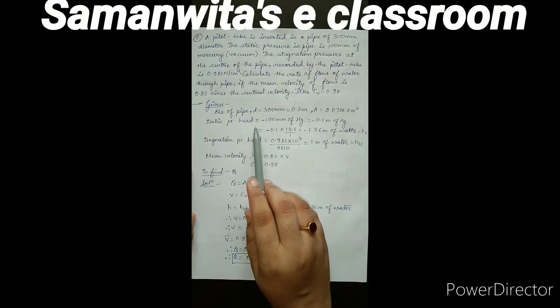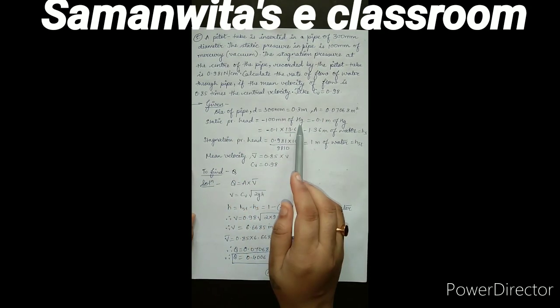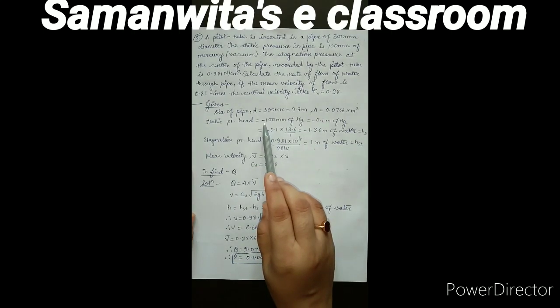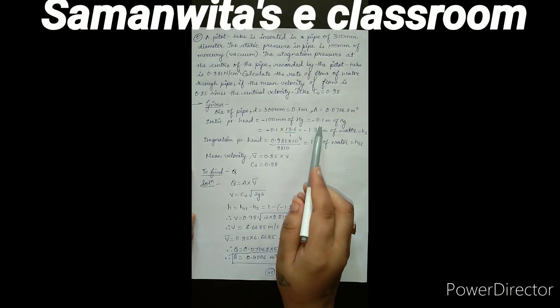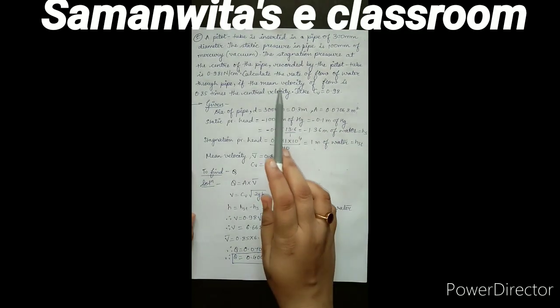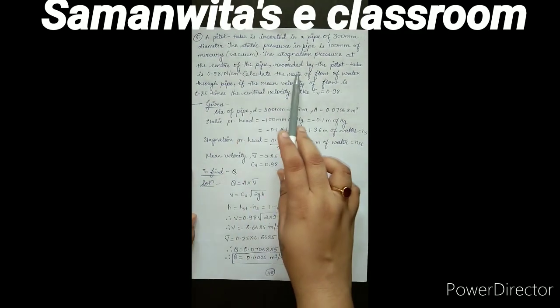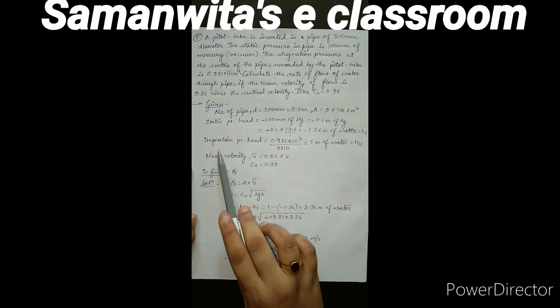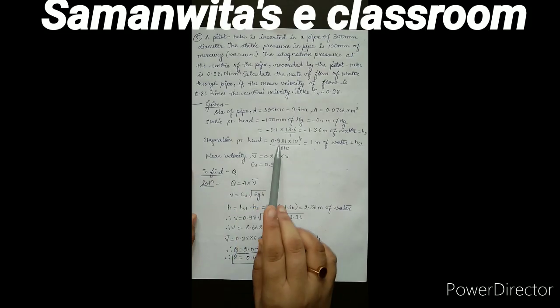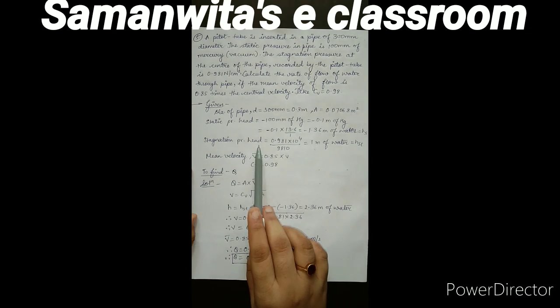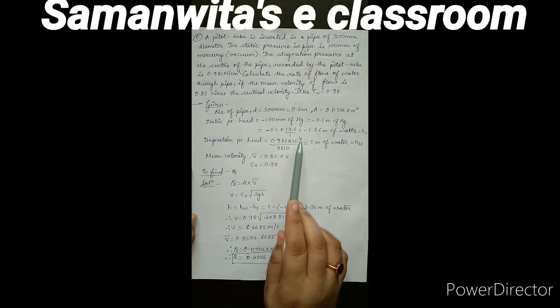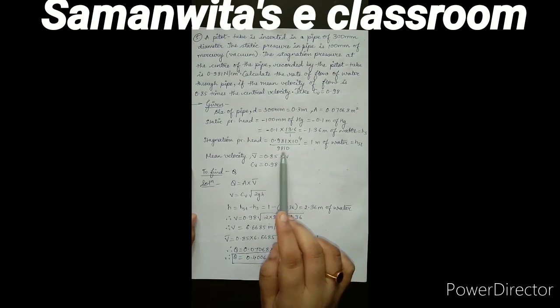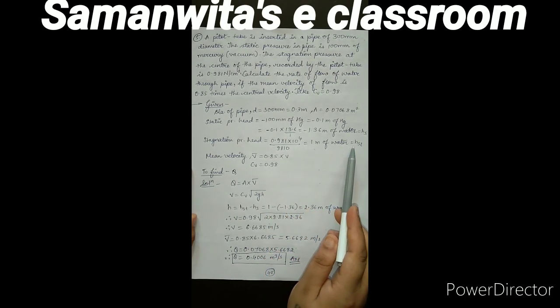The static pressure head is given as 100 mm of mercury. Since it is written vacuum, I am attaching a negative sign here. Converting into meter, I get minus 0.1 meter of mercury. The stagnation pressure at the center of the pipe recorded by the Pitot tube is 0.981 Newton per centimeter square. So I am converting in terms of pressure head by writing 0.981 into 10 raised to 4. This makes it Newton per meter square, and when I divide it by rho g, I get the value as 1 meter of water, which is HST.